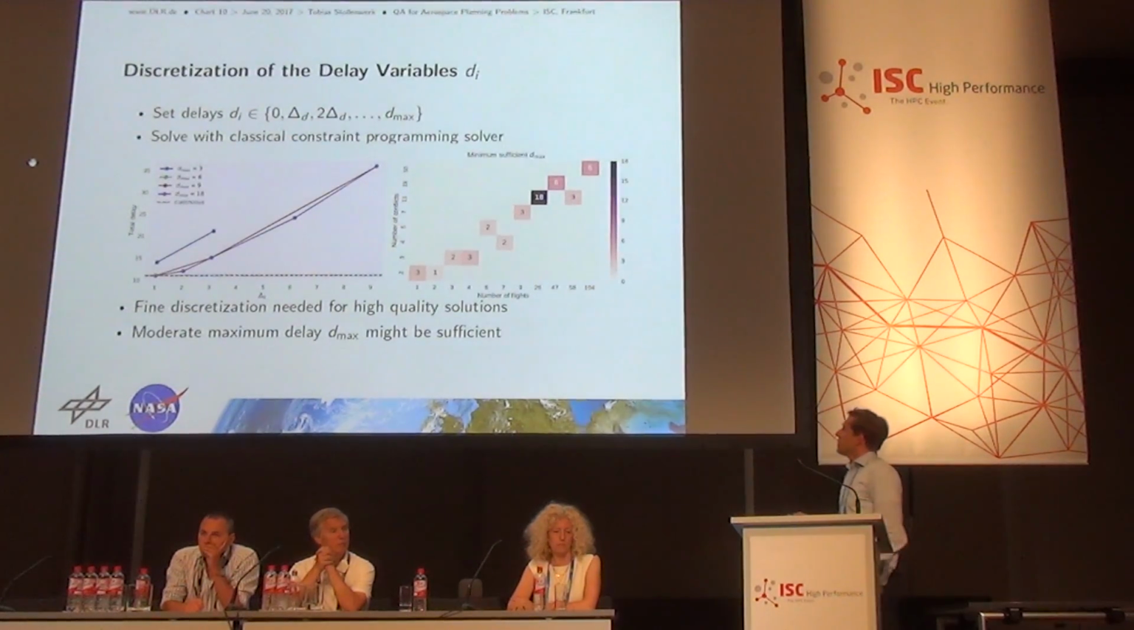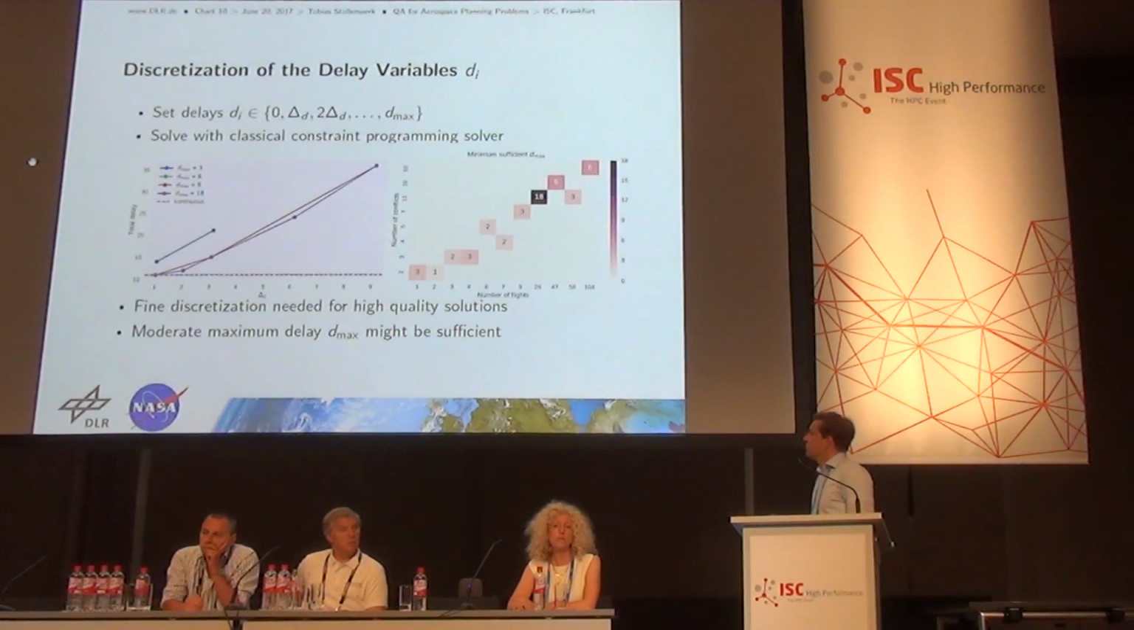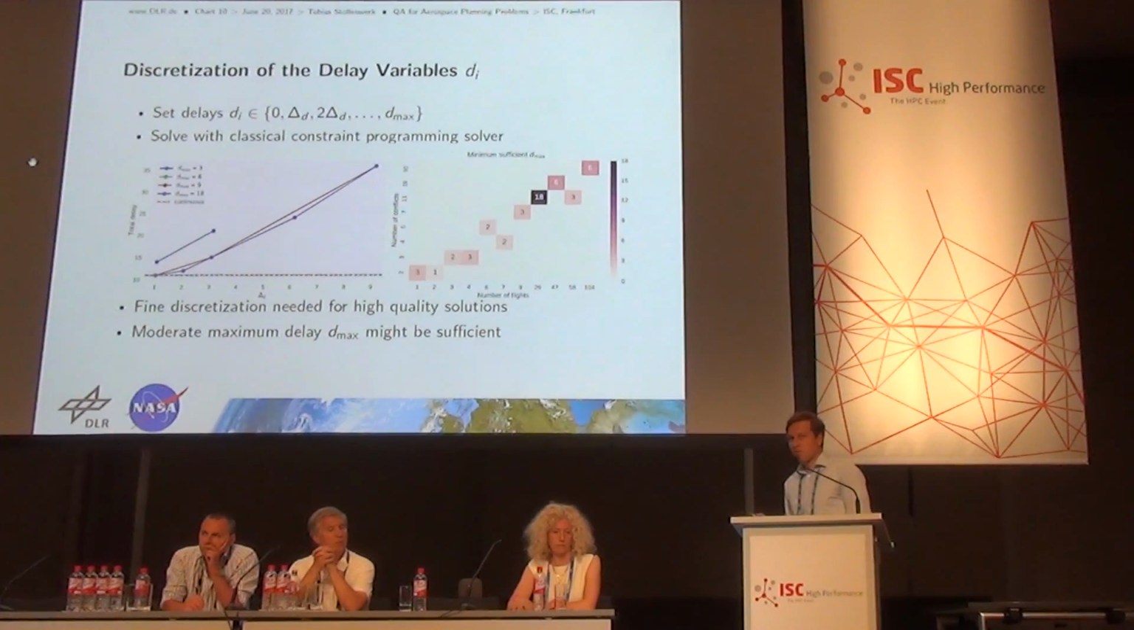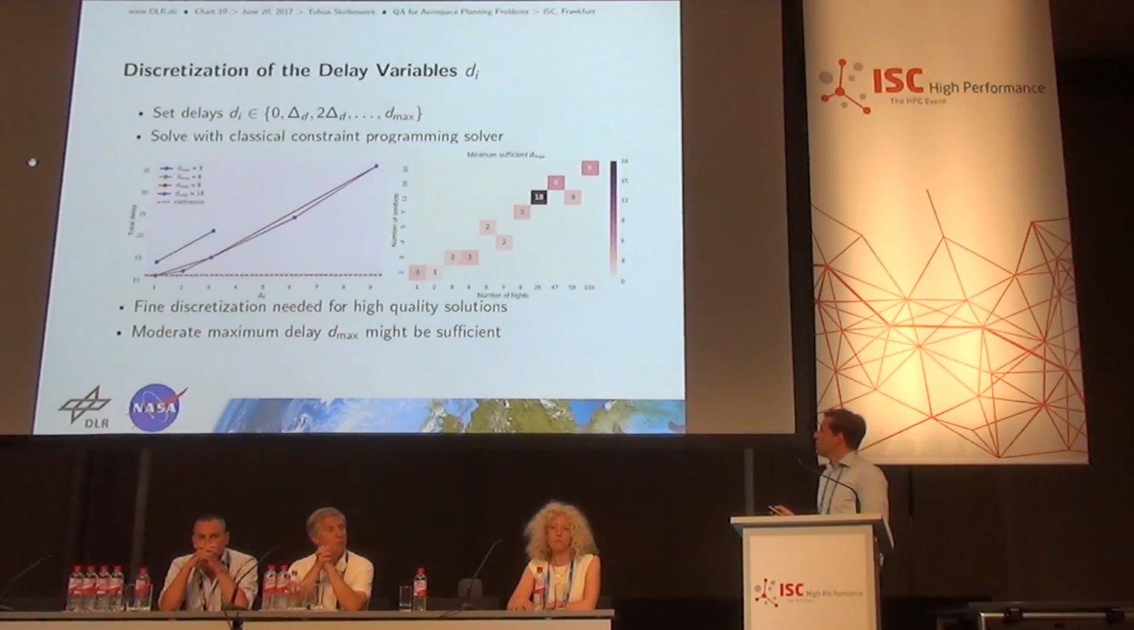Okay, so the next thing we have to do is to discretize our problem, because the original optimization problem had continuous variables. But in order to map that to a QUBO, we need to discretize our problem, and we do this equidistantly, like this. So the departure delays will be discretized in this manner with a certain step size delta d, and the maximum departure delay.